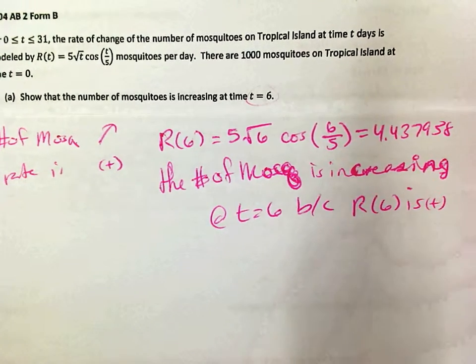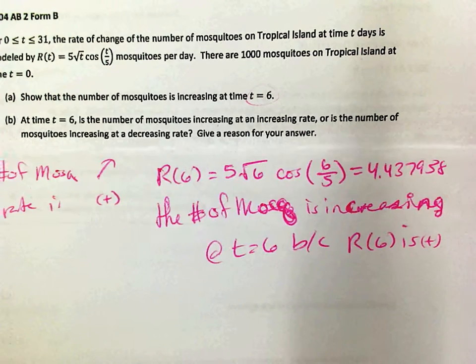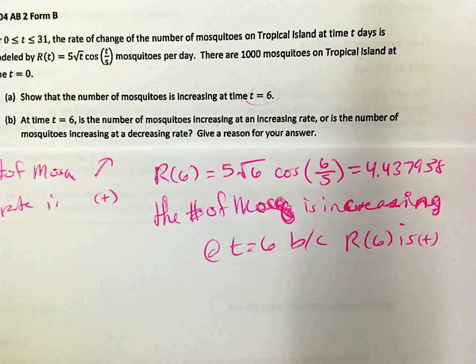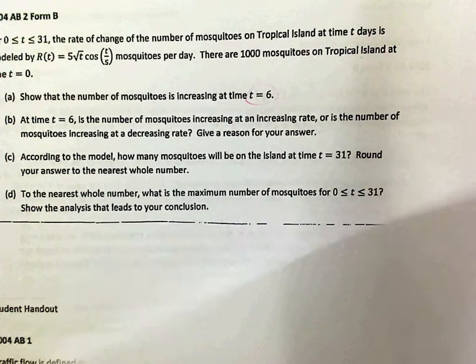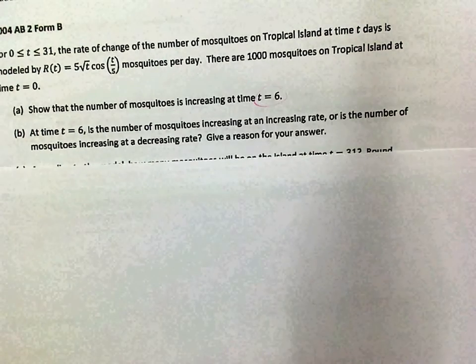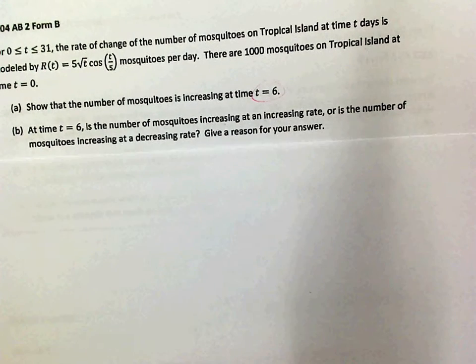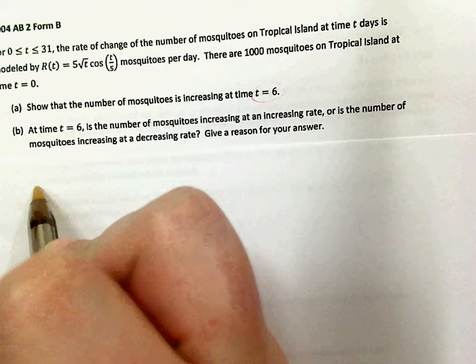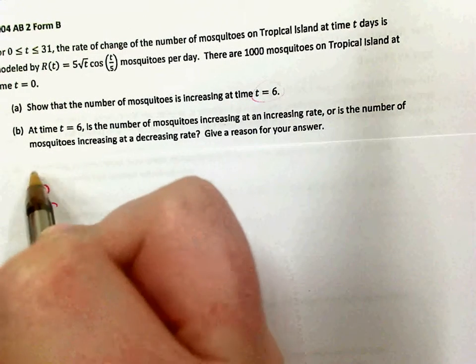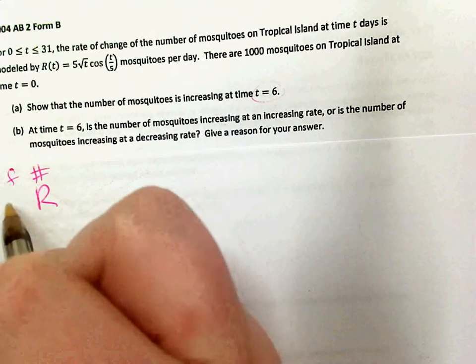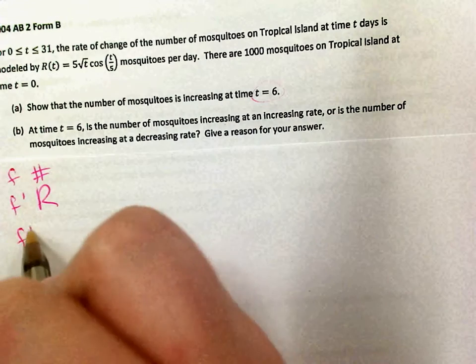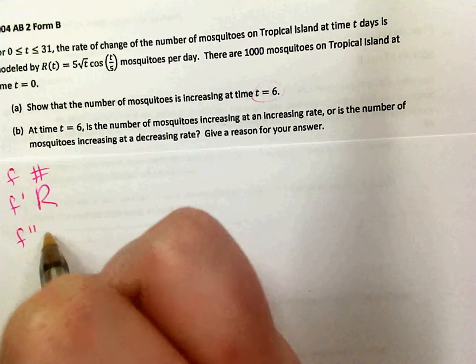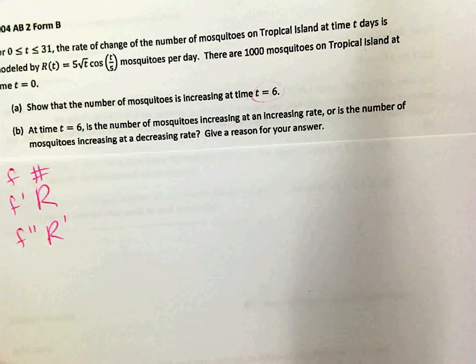Okay. What about B? At time equals 6, is the number of mosquitoes increasing at an increasing rate, or is the number of mosquitoes increasing at a decreasing rate? So we already know the number of mosquitoes is increasing, right? How do I know if it's increasing at an increasing rate? Well, we got the number, which is F, we got R, which is F prime, and then F double prime is R prime, right? Does that make sense?